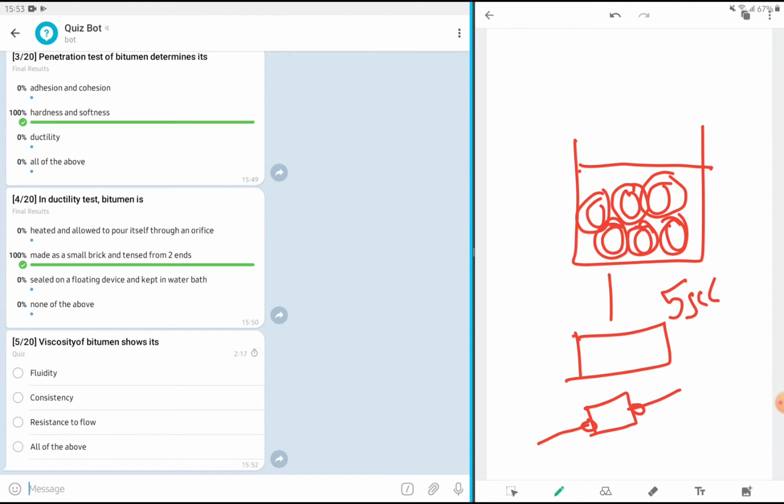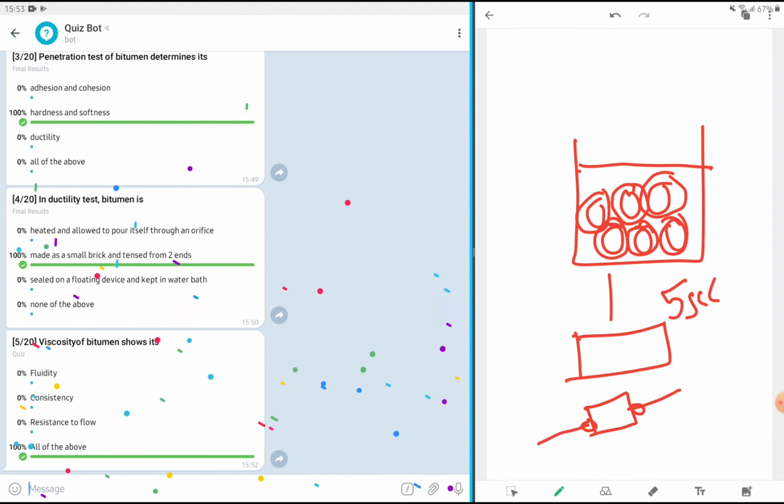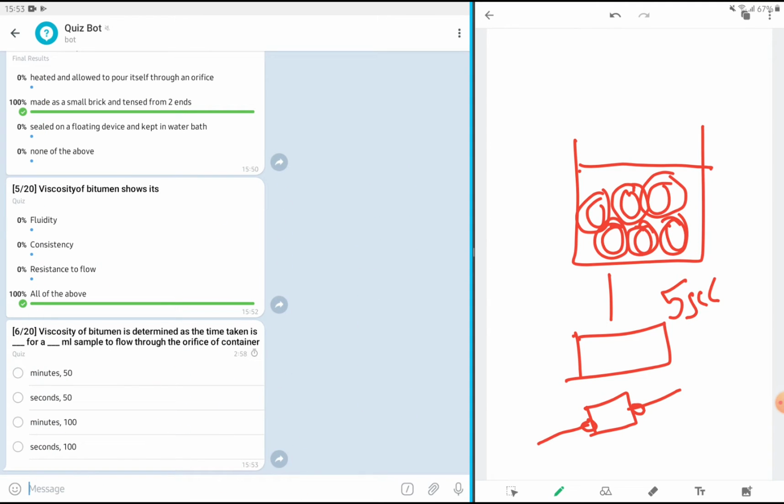Consistency is also demonstrated by the viscosity of the bitumen. Then obviously viscosity of bitumen shows its resistance to flow. More viscosity, more resistance. Less viscosity, less resistance. More or less all these options are trying to tell the same thing regarding bitumen. That's why the most correct option here should be all of the above. Okay, so let's go to question number 6.